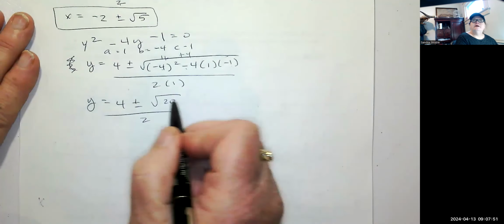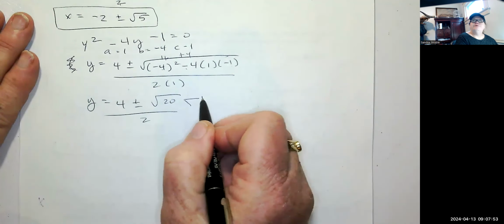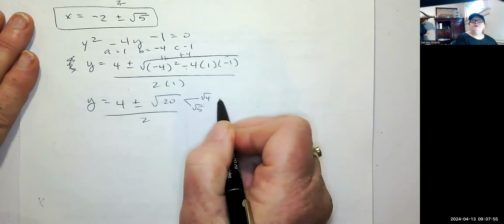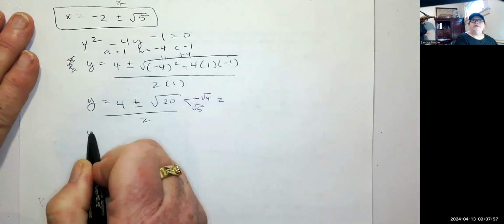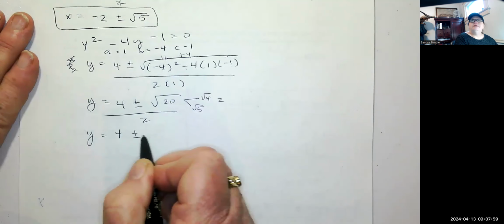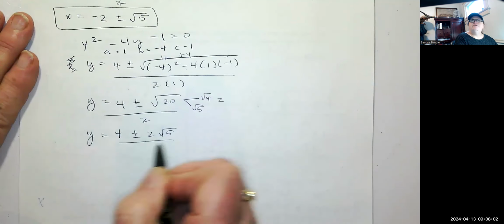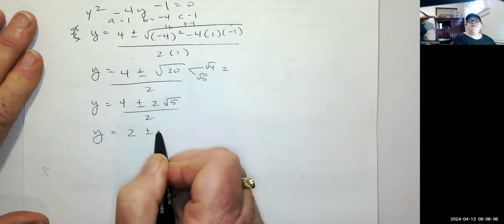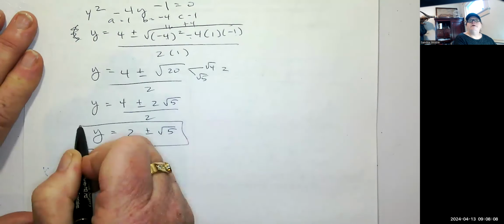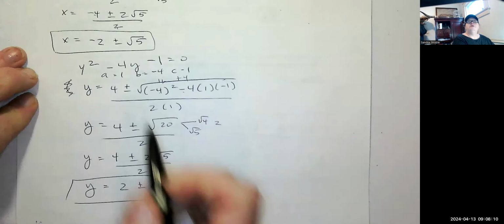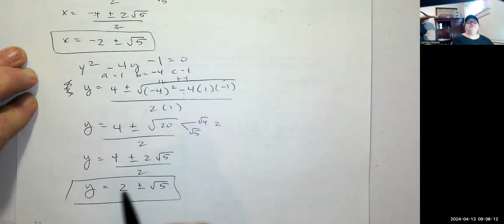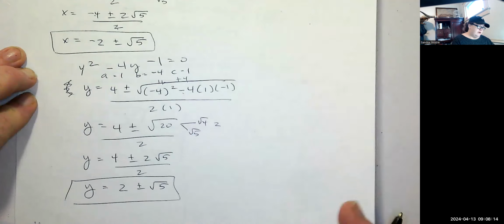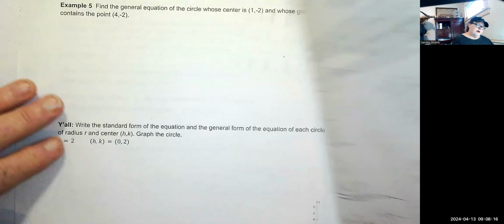All right. Again, I'm going to have square root of 4, square root of 5. So that's 2 square root of 5. Y equals 4 plus or minus 2 square root of 5 over 2. Reduces by 2. 2 plus or minus the square root of 5 is my y-intercepts. Notice this is negative 2 plus or minus the square root of 5. This one's 2 plus or minus the square root of 5. Those are my zeros and my y-intercepts.